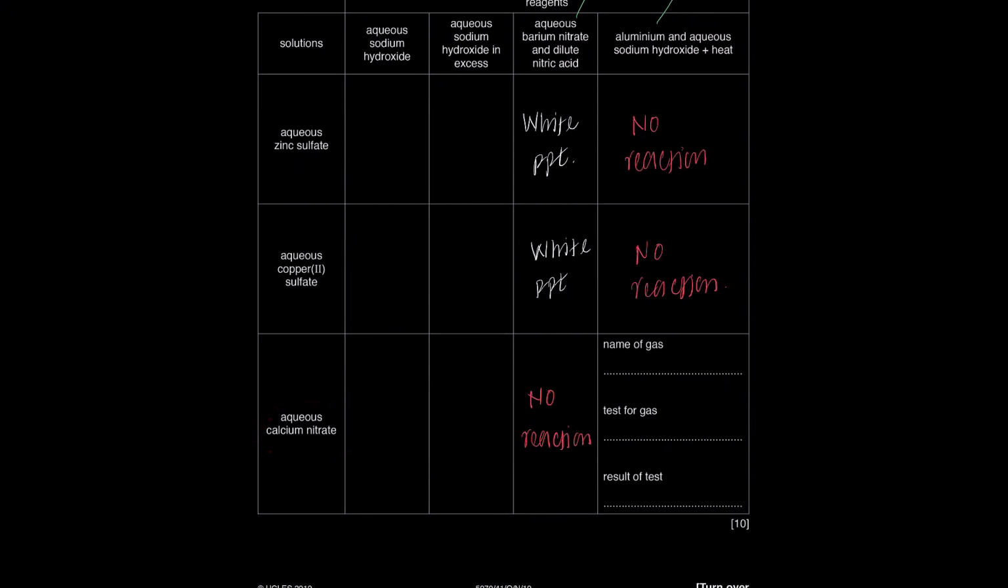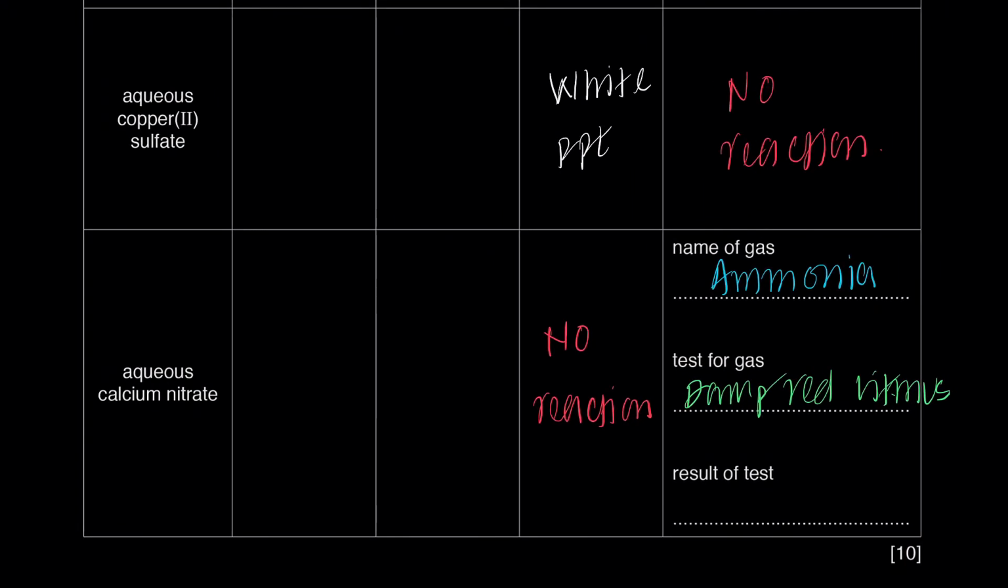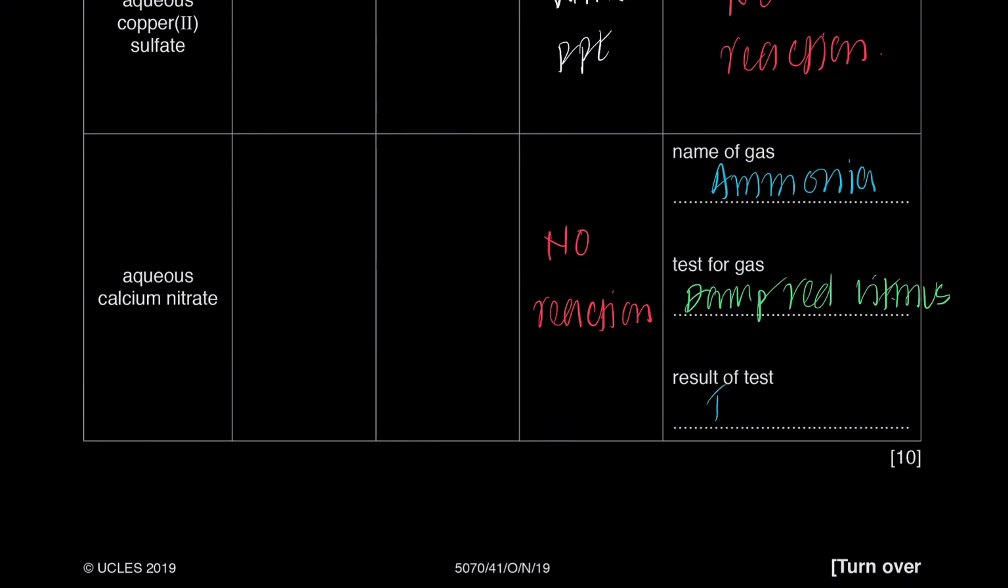The nitrate releases a gas which you test, and the question is, what is the gas produced? Now make sure you write the name of the gas, because that's what they're asking for. The test is damp red litmus paper. Oh, why am I not zooming in? Take it. And what is the result? It turns blue.